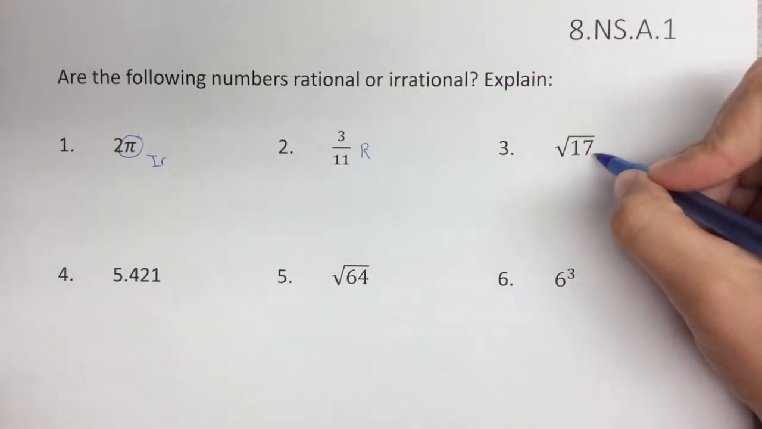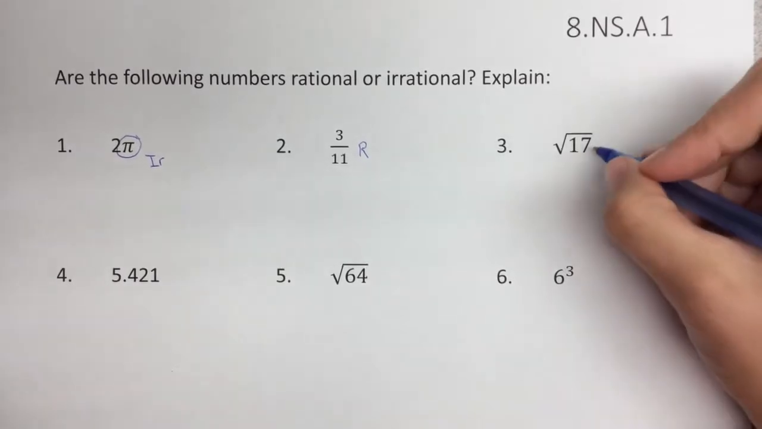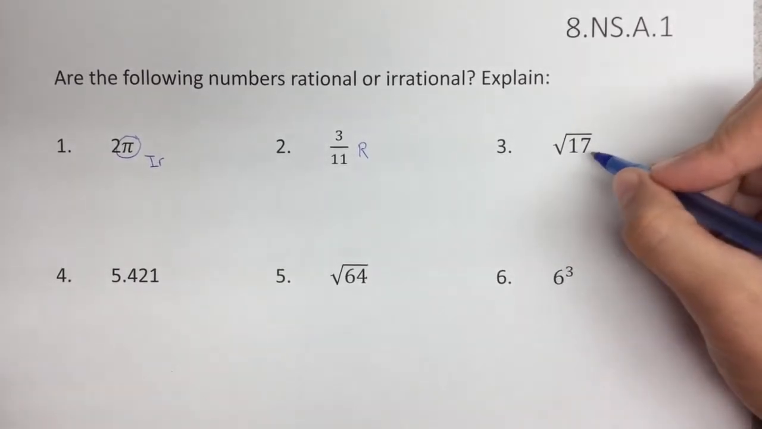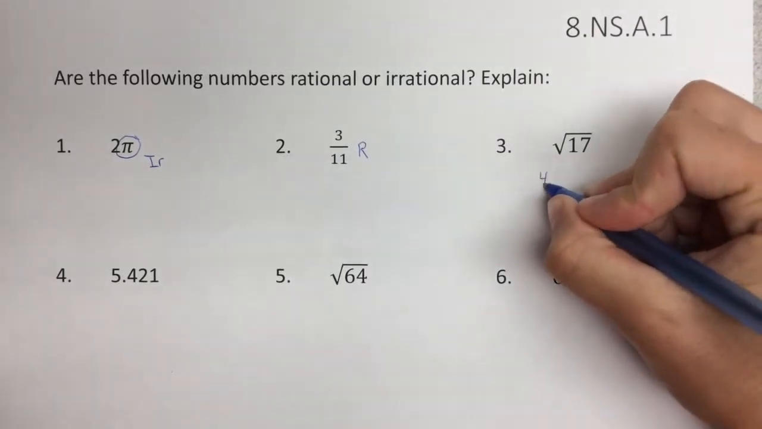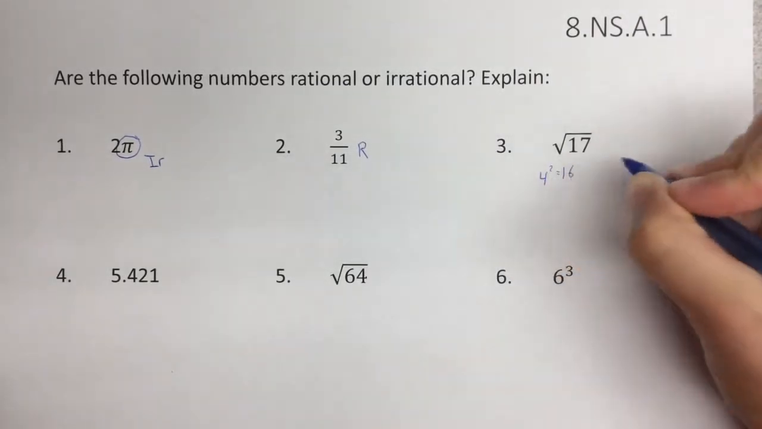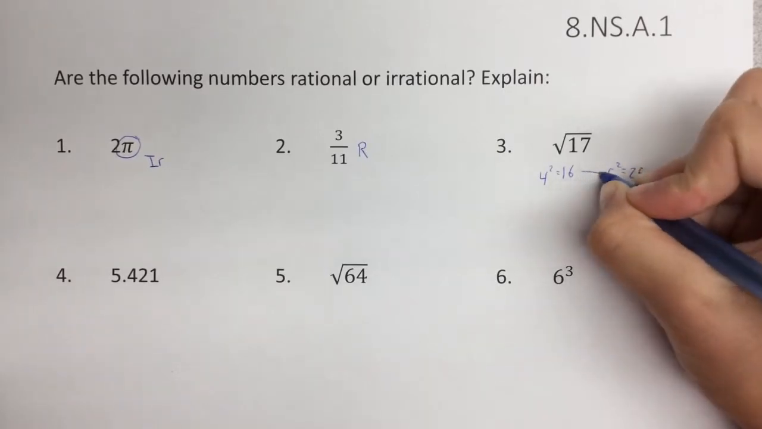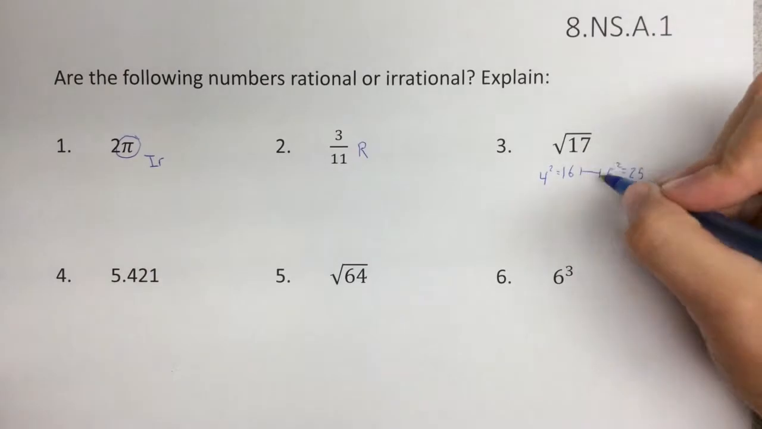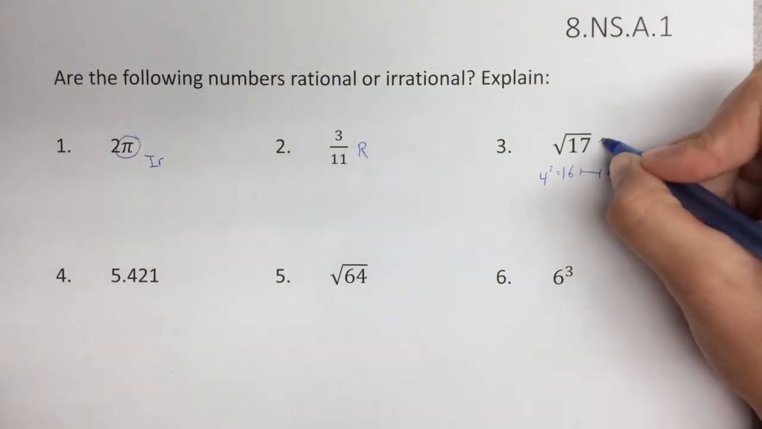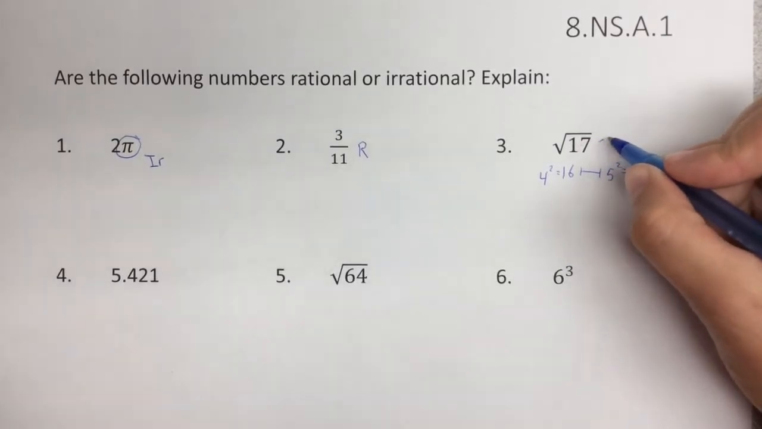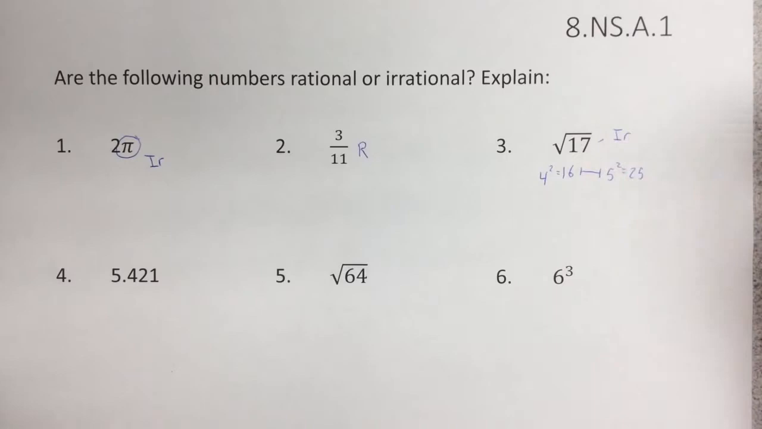Number 3 is the square root of 17. 17 is not a perfect square, which means an integer cannot be multiplied by itself and give you 17. So if we think of our perfect squares, 4 squared gives us 16, and then 5 squared gives us 25. There's nothing in between here that's a perfect square. Since 17 is in between, not a perfect square, this would result in a decimal that goes on forever, it never ends, it never repeats, so this is irrational.